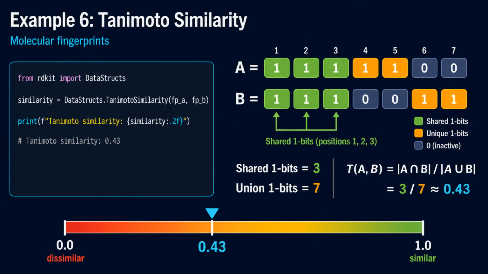Example 6 calculates Tanimoto similarity between molecules. Generate fingerprints for both molecules, then use DataStructs.TanimotoSimilarity to compare them. Remember the thresholds. Very high values indicate the same compound class, high values indicate similar with possible similar activity, and low values mean different molecules. This is the foundation of similarity-based virtual screening.